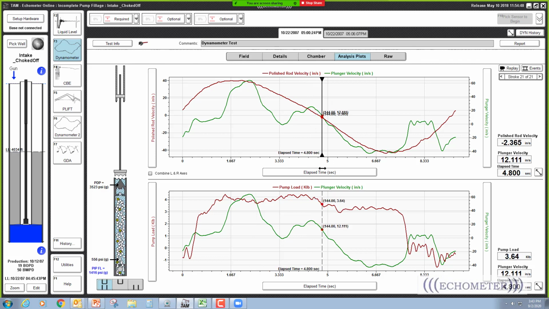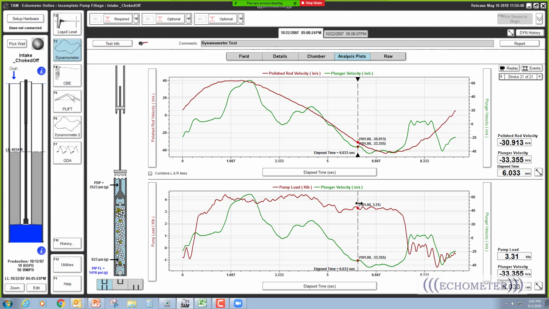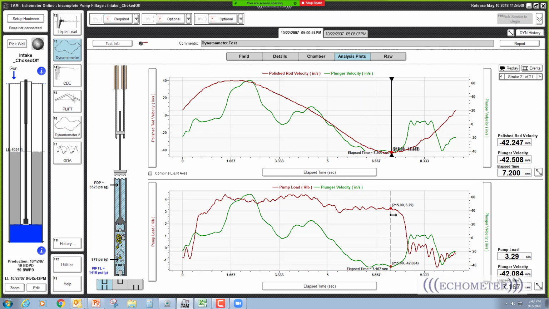And now it's on the downstroke, and the plunger and the polished rod are going the same speed. Actually, the plunger right there is going faster than the polished rod. And then it's still going fast, and then bam, it hits the liquid, and it didn't slow down at all. And then it stops after the trailing valve opens. So it stopped after the trailing valve opens, where before the plunger almost stops before the trailing valve opens.